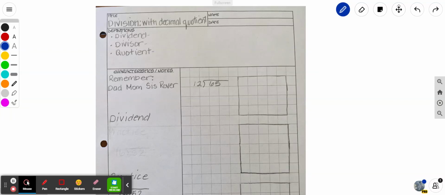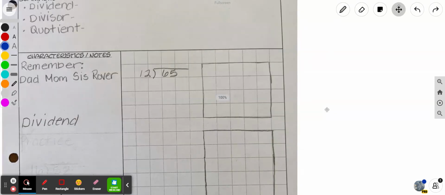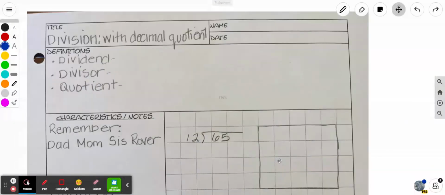Okay, these notes are for division with decimal quotient, and that means that you are doing division and your answer will be a decimal. So you need to have this page of notes in front of you. We're going to fill this in. If you don't have this, you'll have to copy down what we already have here onto either a blank note page or some binder paper. So I'm going to make this bigger.